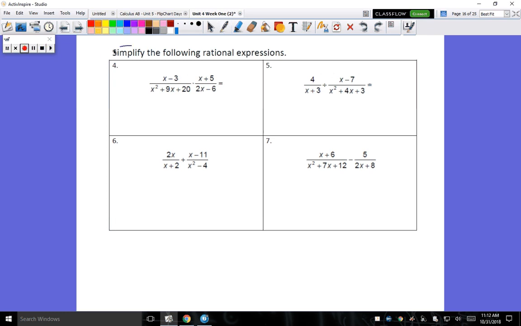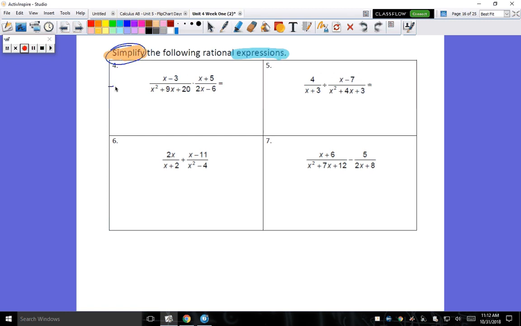This right here is saying simplify, so we have to reduce. And we are going to reduce the rational expressions. And the reason why we are calling this a rational expression, even though it has these equal signs, is it wasn't set equal to something else. It wasn't set equal to 0 or y or anything like that. Okay? Alright, here we go.